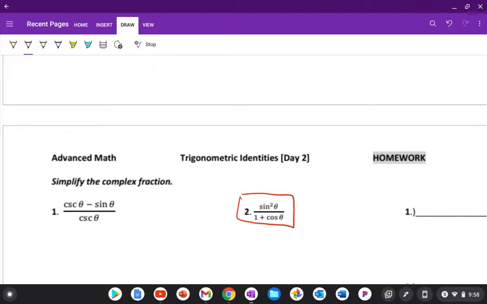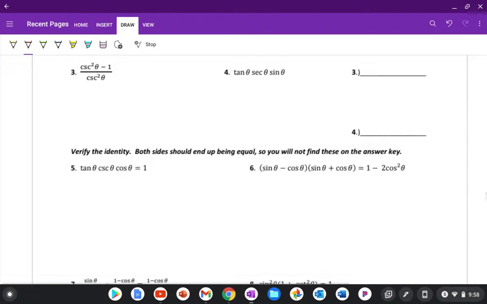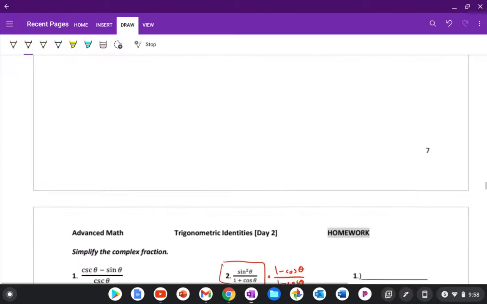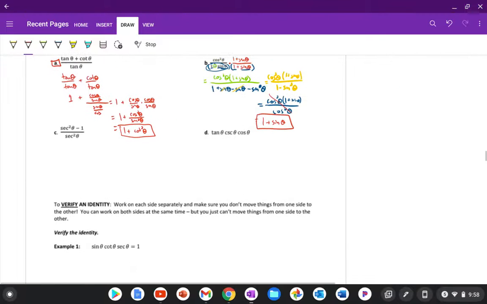So on number 2 there, what you're going to do is multiply by 1 minus cosine of theta over 1 minus cosine of theta. Do a very similar strategy. Cancellations and everything will work the same way. So again, we're going to be doing some that look very similar to this stuff. All right, let's go ahead and do our next example.